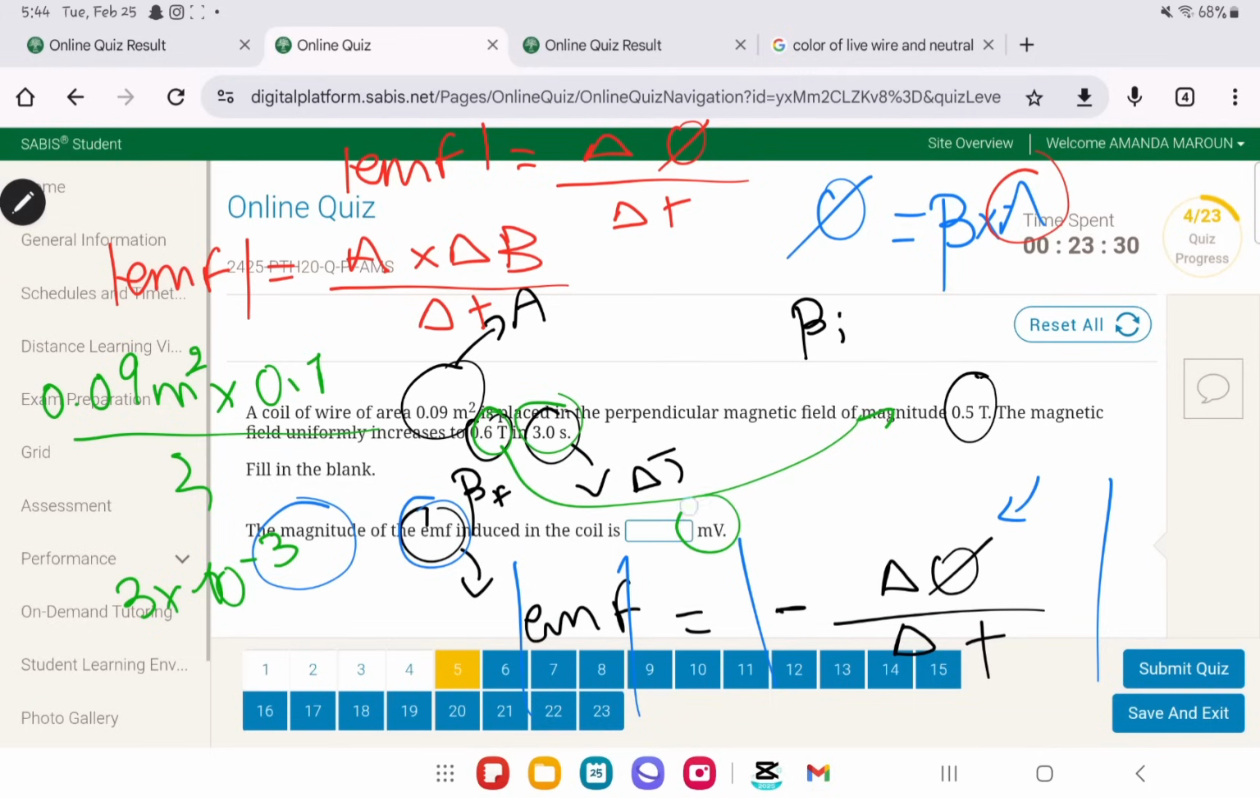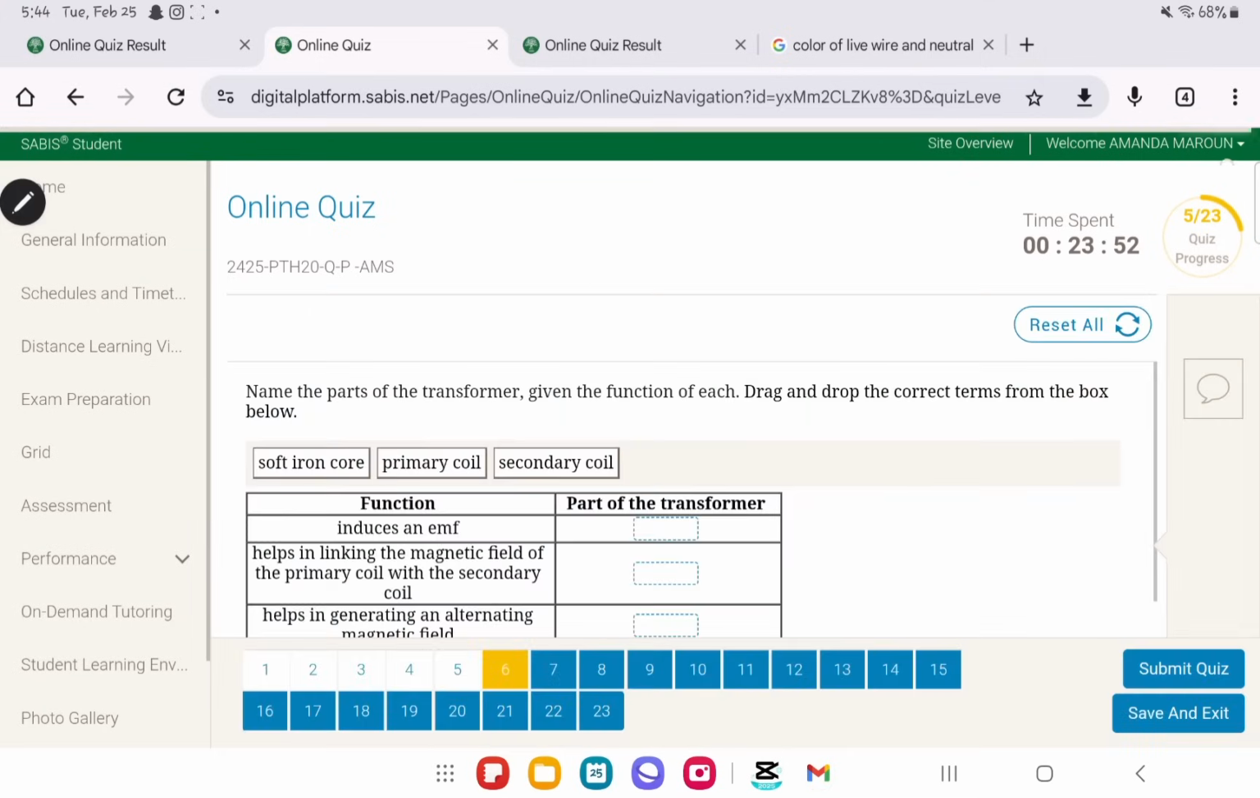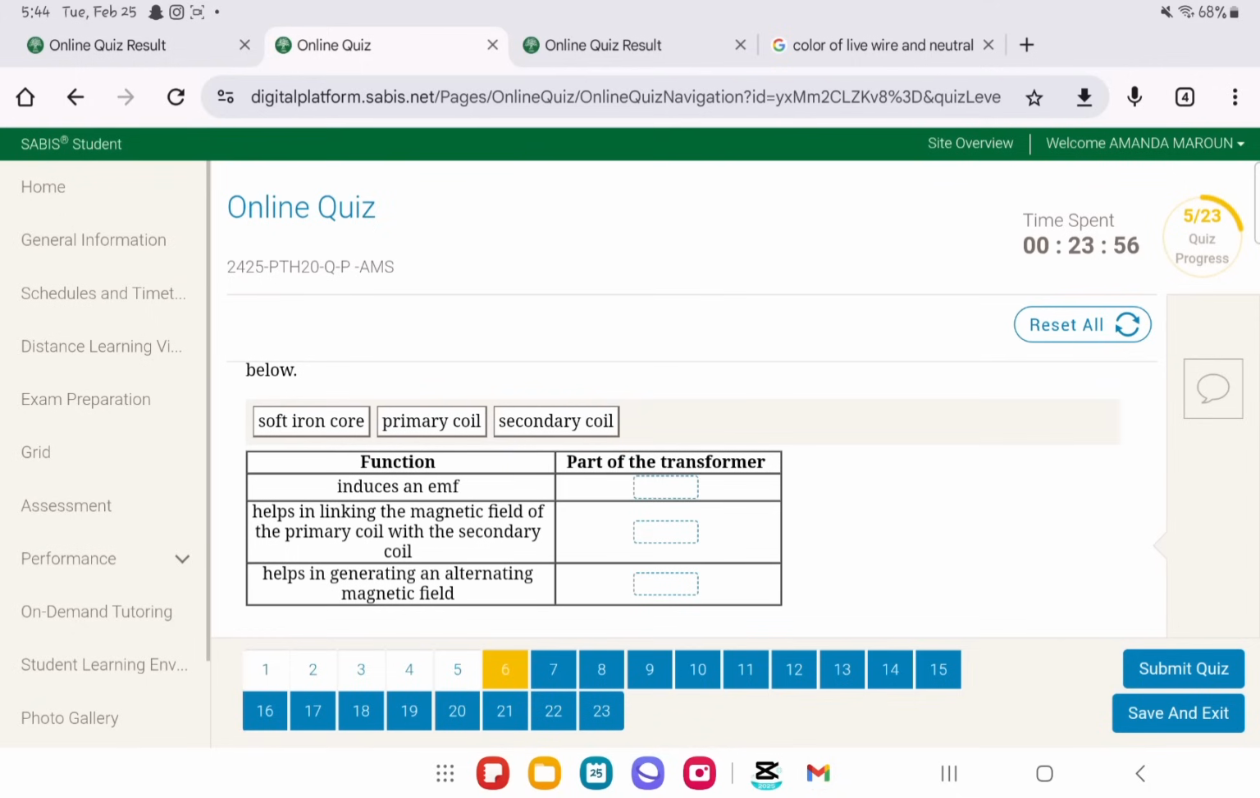But do they need it in volts or in millivolts? They need it in millivolts. So to make it into millivolts, we will multiply it by 10 to the power of 3. So we will get an answer of 3 millivolts. This is our answer for question number 5. We move on to question number 6. This is a very simple question.